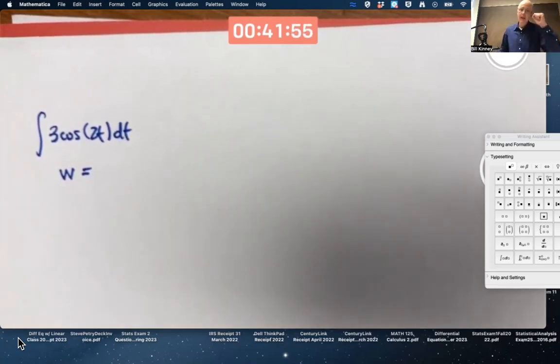Hey, Arthur, what should w be? It would be a bad choice to let it be t if you're really trying to use substitution in a significant way. Because if you let w equal t, you're not really doing anything different. You'd get the exact same integral. So try something slightly different.